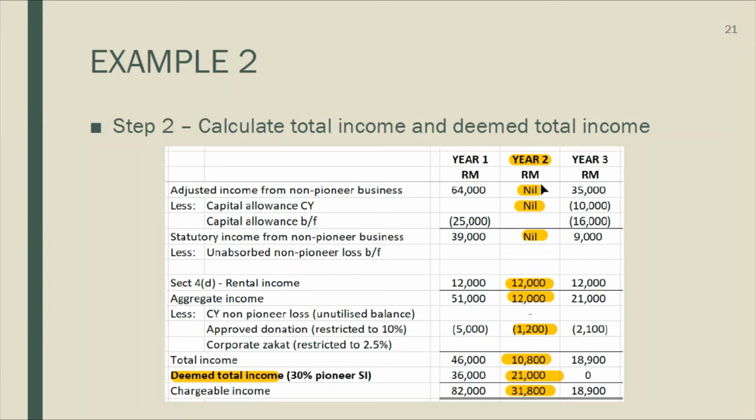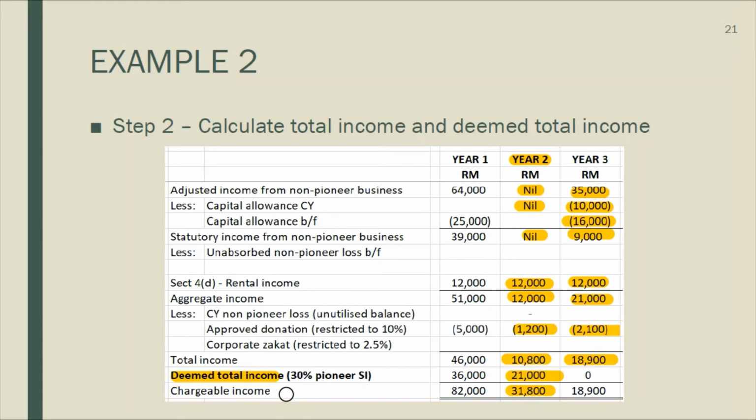Okay, so for non-pioneer business, you have adjusted income of 35,000 and capital allowance of 10,000. And don't forget, you have capital allowance brought forward from year 2, because in year 2 you were incurring losses, 16,000. Therefore statutory income from non-pioneer business is 9,000. Rental income, the same amount, 12,000, so aggregate income is 21,000. Approved donation, the donation is 5,000, but because it is restricted to 10%, you can only deduct 2,100, 10% of aggregate income. So total income is 18,900.